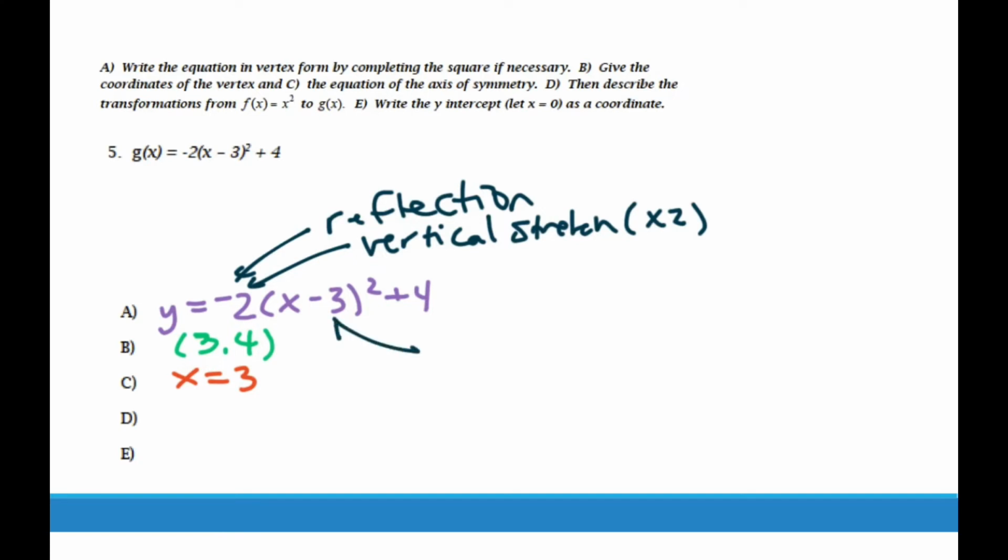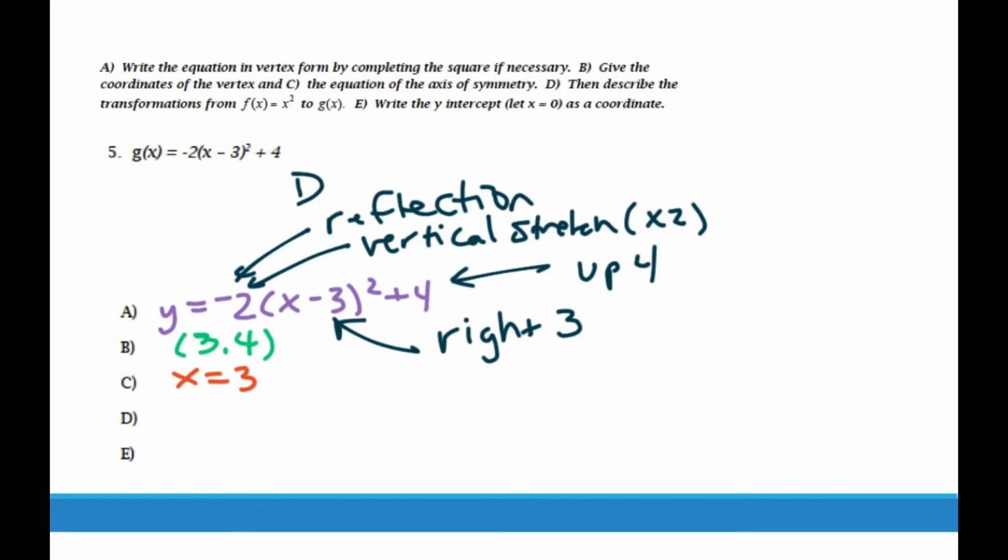This is going to tell me that it goes right 3. Remember, insiders lie. And then this is going to be up 4. So there can be that many transformations that you could state. Sometimes maybe you only have one transformation to talk about, and sometimes you have as many as 4. Okay, D, we're going to just, oh wait, that was D, sorry.